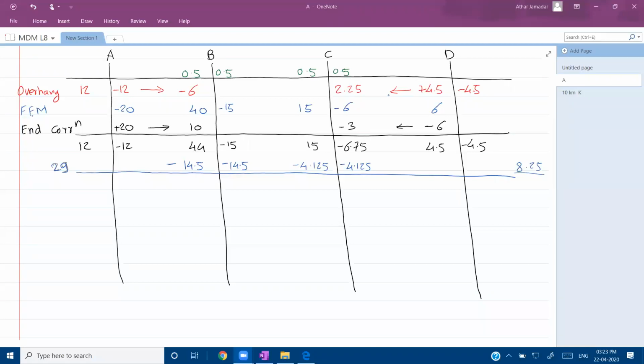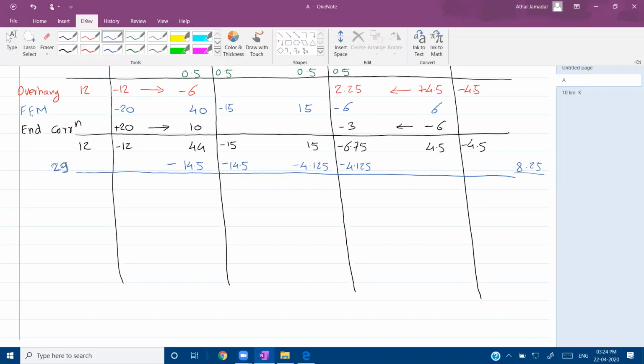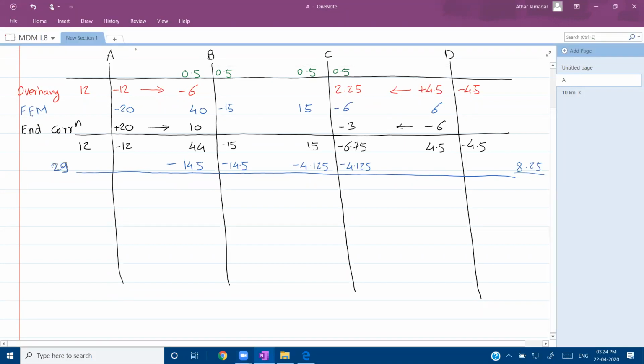But this correction of minus 14.5 for BC and correction of minus 4.125 for CB should be carried over to each other, because both support B and support C are intermediate supports, or continuous supports. So how to carry over that? Half of this should be carried over here and half of this should be carried over here.